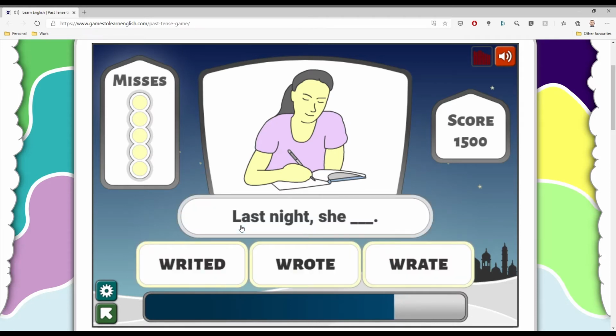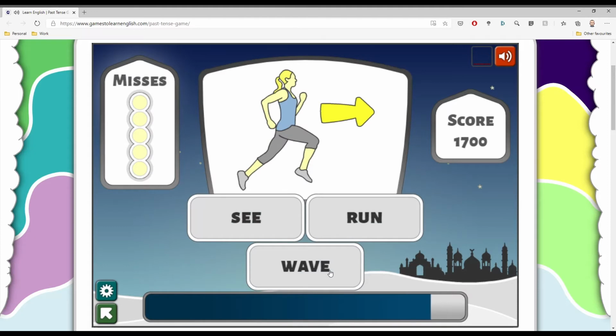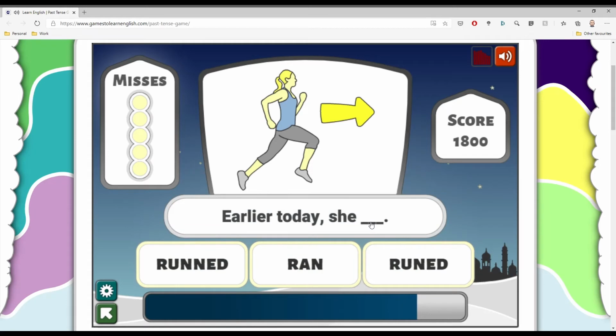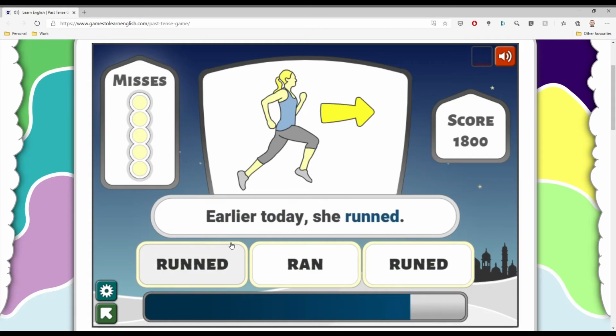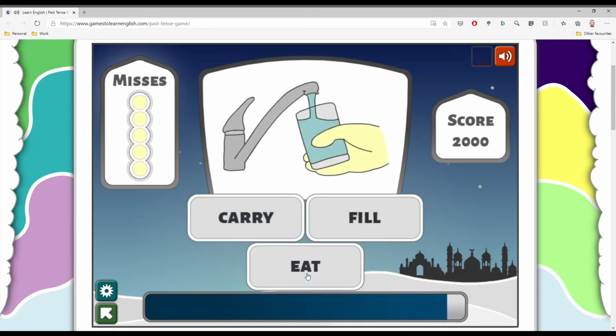Last night she righted? We won't say that. Wrote. Last night she wrote. That's running. Run. Earlier today she runned? She ran, or she runned like that? She ran. Ran. Isn't it? Earlier today she ran.